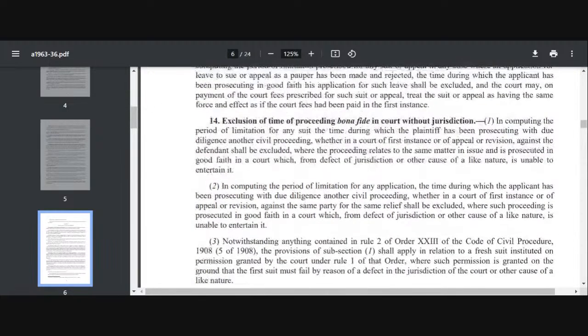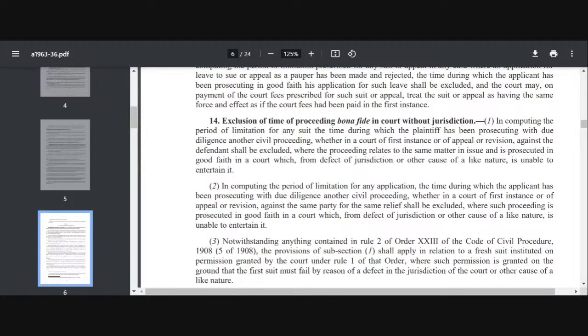Then come to section 14. Section 14 talks about exclusion of time of proceeding bona fide in a court without jurisdiction. So if you have started your suit in a court which did not have jurisdiction, but you filed there by mistake in good faith, then the time for which the case was going on there will also be excluded when you are computing the limitation period, right?